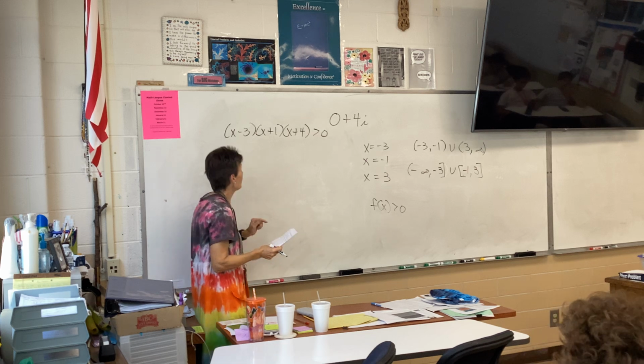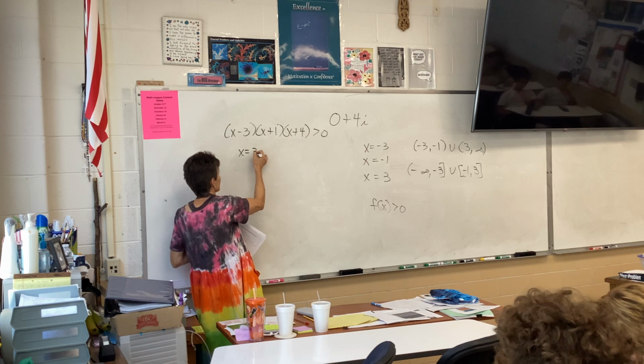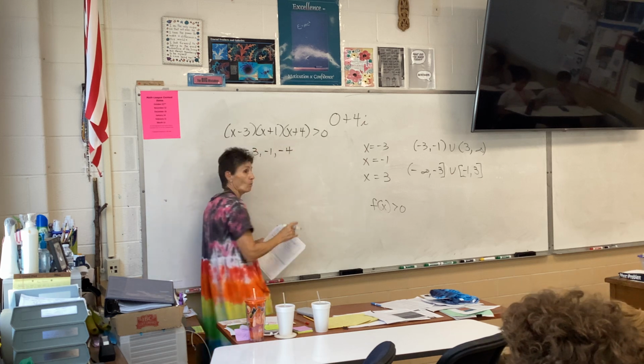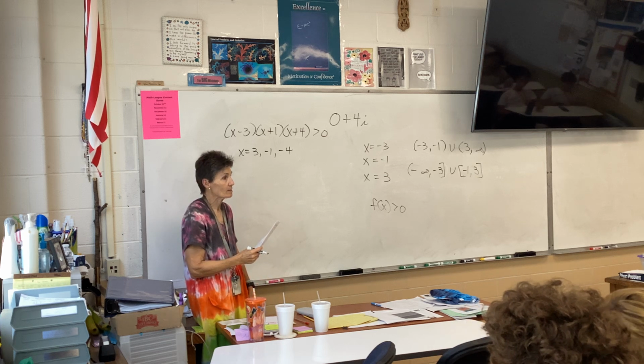So he says, step 1 is figure out where it equals 0. Well, that's easy. It equals 0 at 3, -1, and -4. Would you agree with that? That's where the polynomial equals 0.